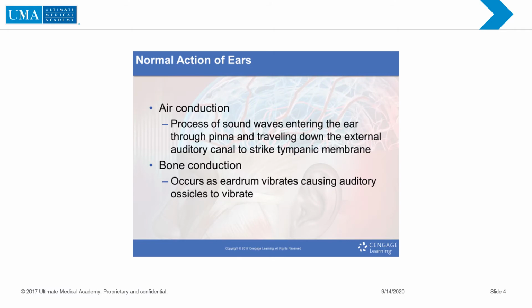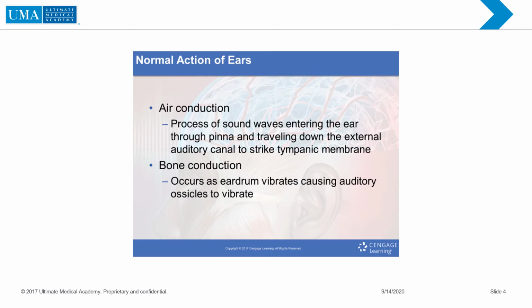Moving on to some normal functioning of the ears, meaning what is its purpose? One would be for air conduction, and air conduction is the process by which sound waves would enter the ear through our pinna and then travel down the external auditory canal until it hits that tympanic membrane or the eardrum. And here it's located between, again, our outer ear and our middle ear.